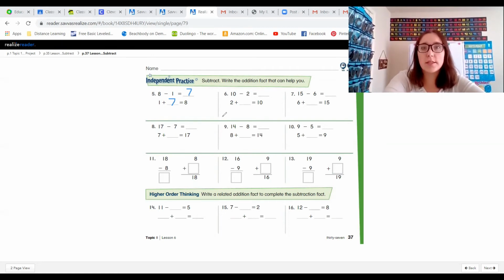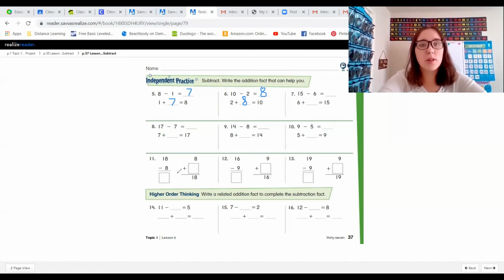I want you to pause the video and do number 6 by yourself, and then hit play, and we'll check your work. Okay, let's look at number 6. 10 minus 2 equals something. 2 plus something equals 10. So 10 minus 2. Well, we know 2 plus 8 equals 10. Which means 10 minus 2 equals 8.